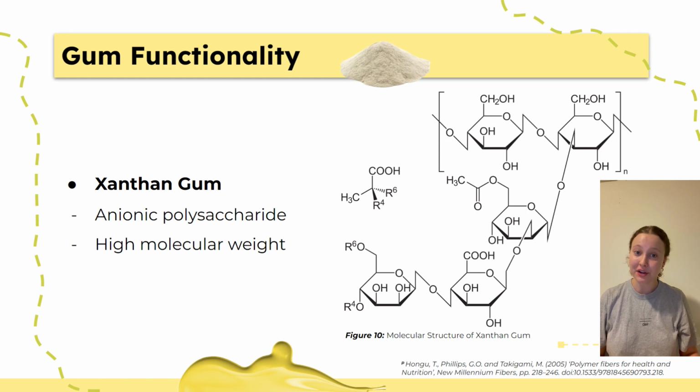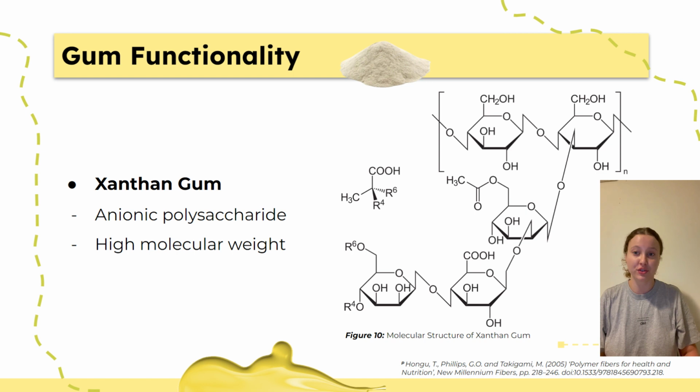Xanthan gum is an anionic polysaccharide with a high molecular weight and good water solubility. This molecule is composed of repeating units of glucose, mannose, and glucuronic acid. Due to its anionic charge and the presence of many side chains along its structure, xanthan gum has the ability to interact with other polymers well via non-covalent bonding and physical wrapping of side chains around the backbone of adjacent polymers. This interaction contributes to the high thermal stability and viscosity of xanthan gum in dilute solutions.